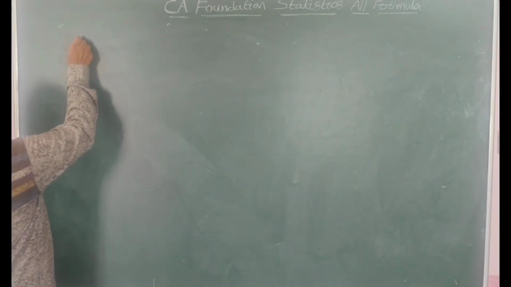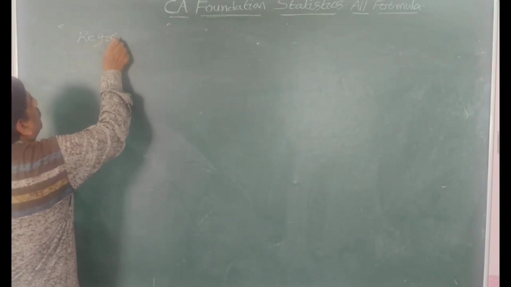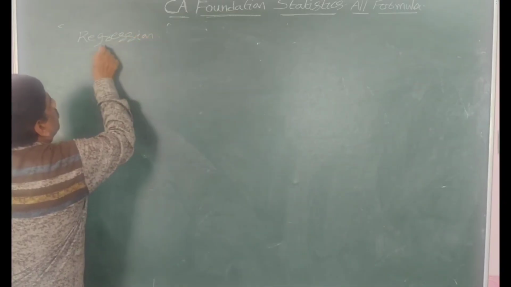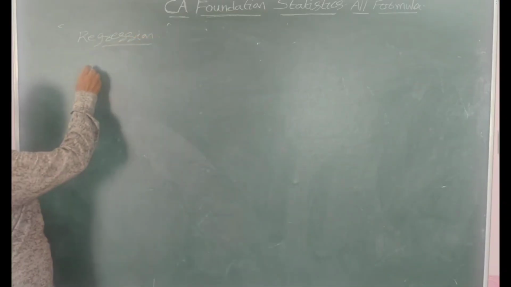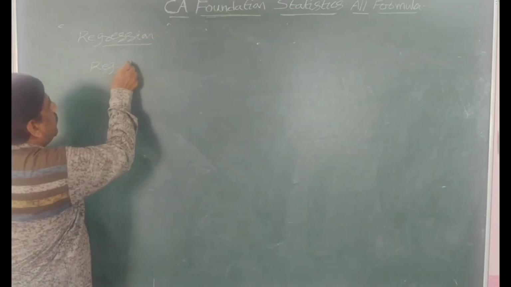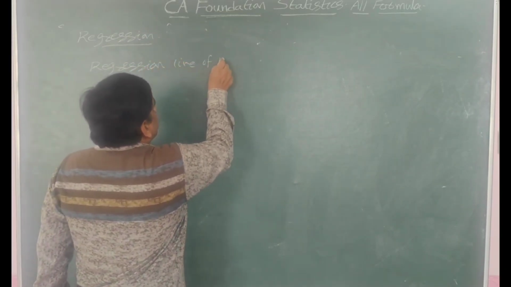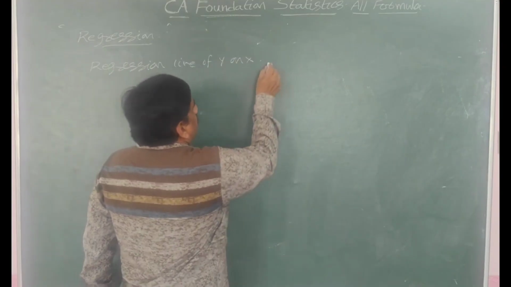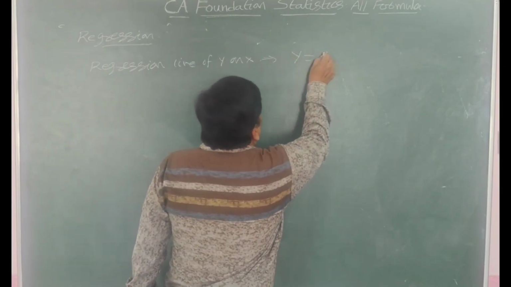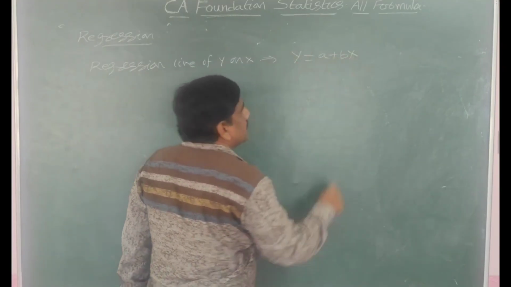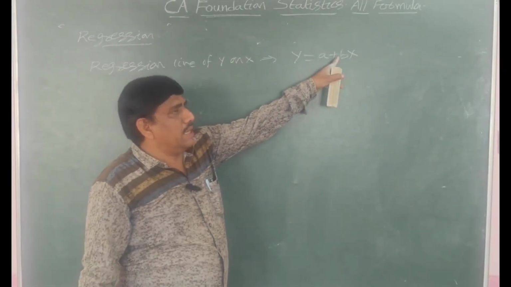Coming to regression: the regression line of y on x, or regression equation of y on x. The formula is directly denoted as y equal to a plus bx, where a is the intercept and b is the slope.